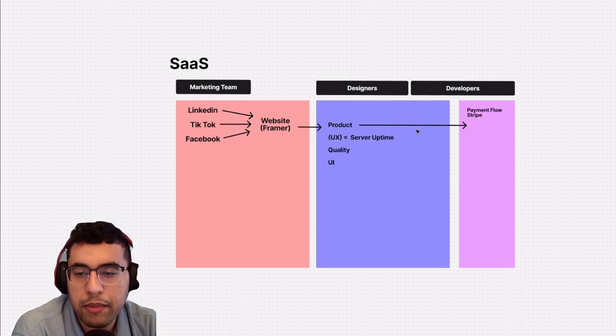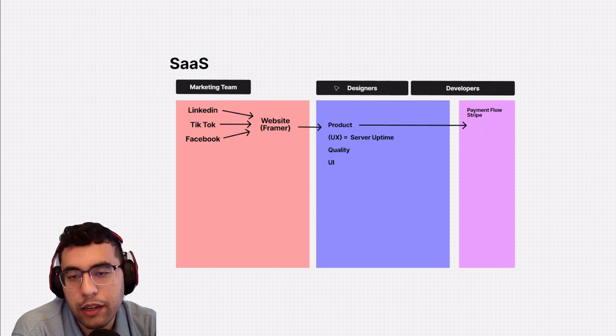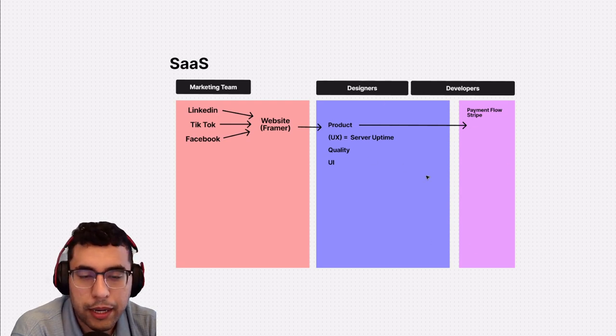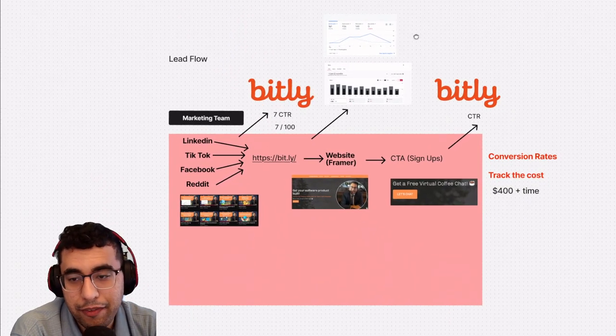And then finally, somebody will make a purchase through your app or product, and that has a backend with Stripe, which designers and developers will be mostly responsible for, making sure that this aspect of the business works and functions. Let's take a real life example.